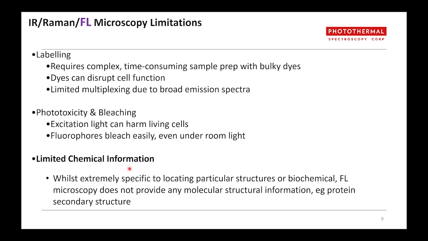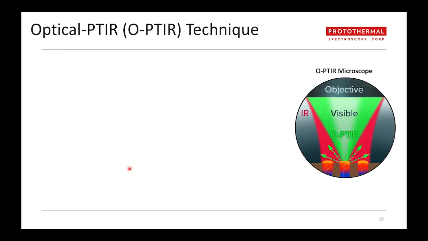So whilst fluorescence is great for its ability to locate where a particular organelle is, for example, or some other cellular components, it lacks any broad chemical information. It can't tell you secondary structural information. And that's where infrared comes into it. So that's the cue here for me, the segue into optical photothermal infrared, O-PTIR.